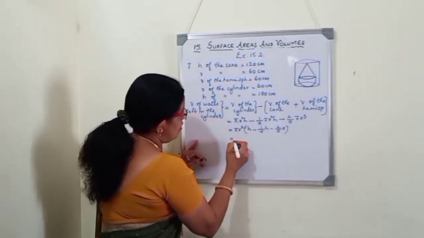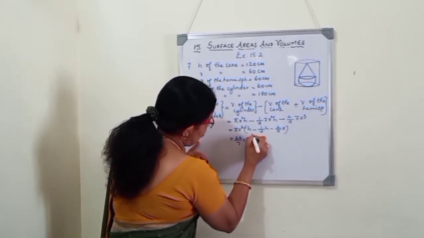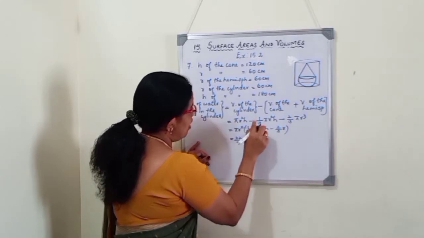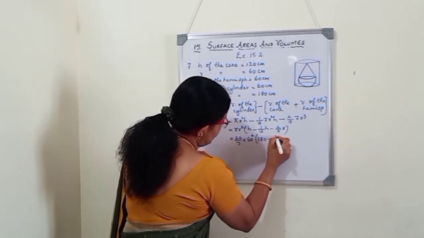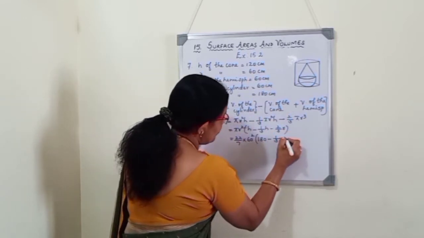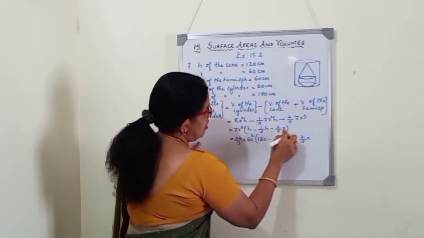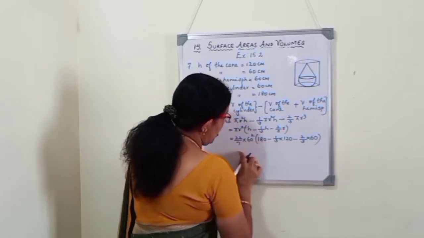So, pi value we will substitute. 22 by 7 into radius is 60 square. Height of the cylinder 180 minus 1 by 3 into height of the cone is 120. Again minus 2 by 3 into r. Radius is 60. So, this is the value.